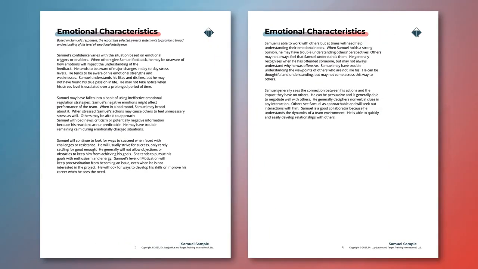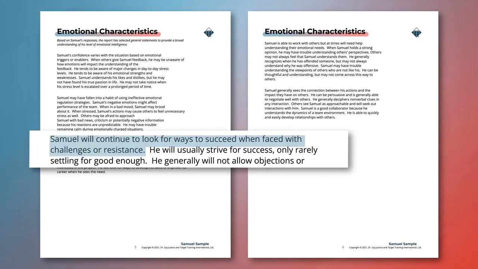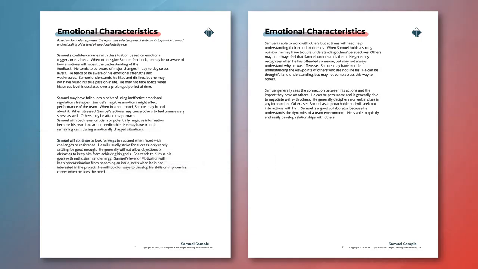Next, we find the general characteristics. This section is a narrative of the recipient's overall emotional intelligence and how that score translates into everyday interactions. Asking the recipient to identify key phrases that stand out to them, such as, "Samuel will continue to look for ways to succeed when faced with challenges or resistance," starts to open up the debriefing conversation and uncover anecdotal stories to relate back to throughout the report.